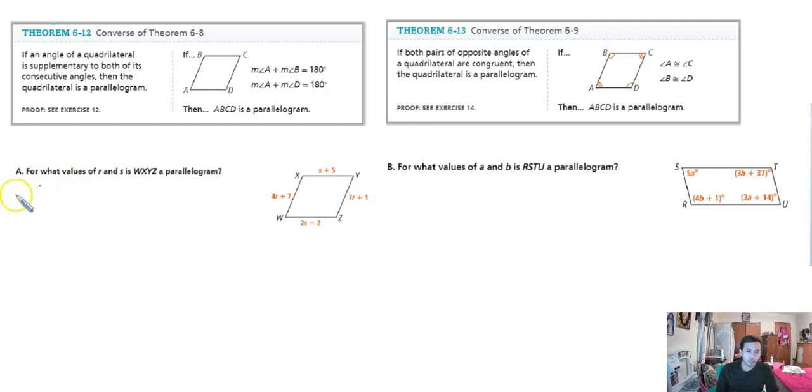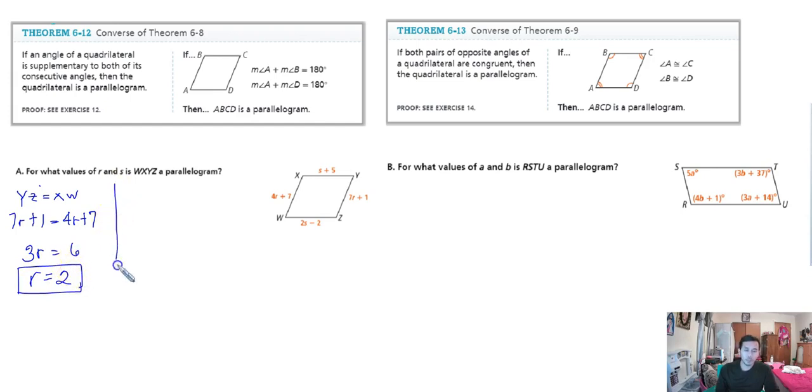Segment YZ is equal to segment XW. So YZ, 7R plus 1, is equal to 4R plus 7. Combine like terms. 7R minus 4R is 3R, and 7 minus 1 is 6. So 3R is equal to 6. Then divide both sides by 3, so R is equal to 2. The value of R is 2.